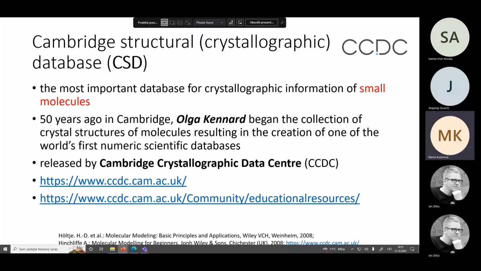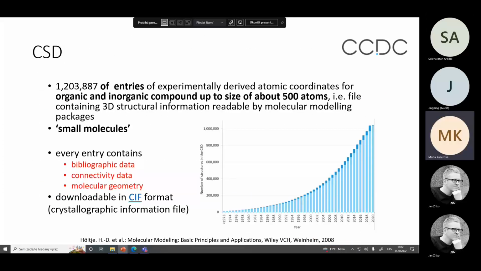Okay, so let's start with some specific databases. The first one is the Cambridge Structural Database. It is released by the Cambridge Crystallographic Data Centre, and it is the most important database for crystallographic information of small molecules. So you would find here, for example, the 3D structures of drugs or any small molecules. It started 50 years ago in Cambridge by Olga Kennard, and you can go to the website from the link and also to some educational sources.